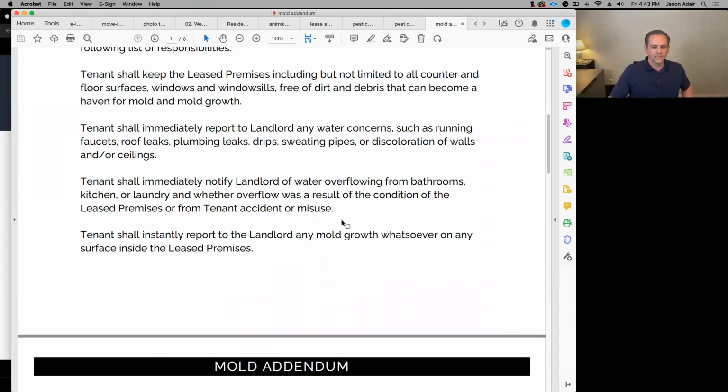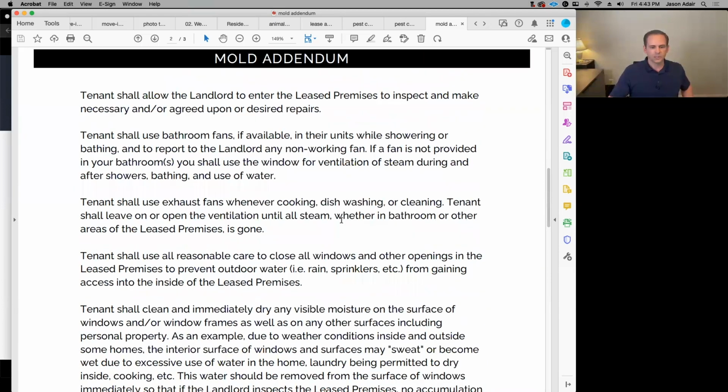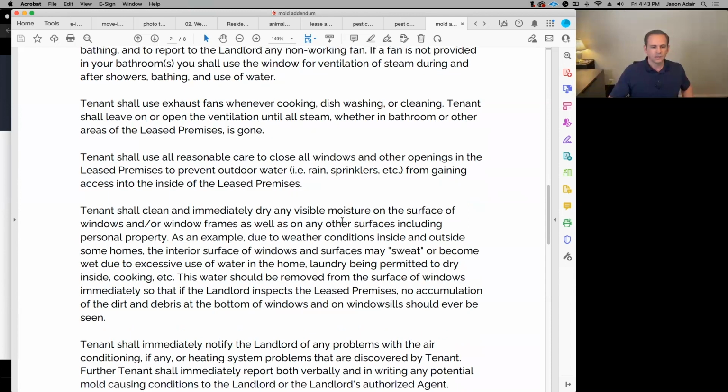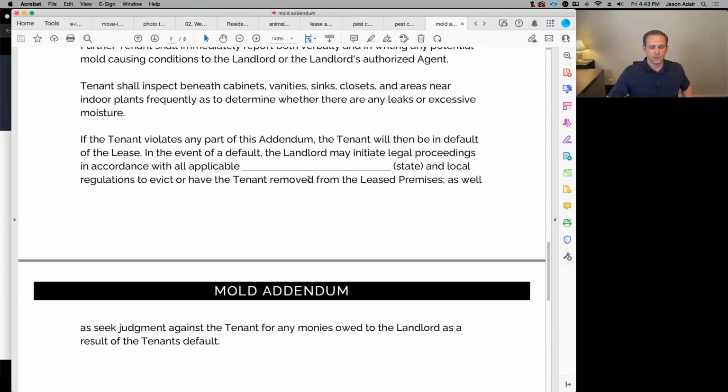But yeah, read through this. I recommend using the mold addendum in your lease packet to cover yourself. A lot of information on what to look for and how mold is grown. So this is more of an educational document just as much as it is a cover your bases document as a landlord.